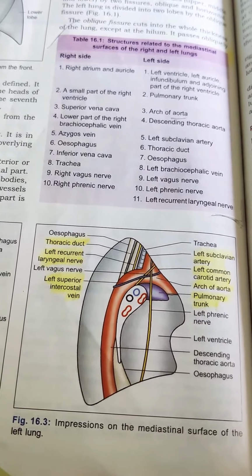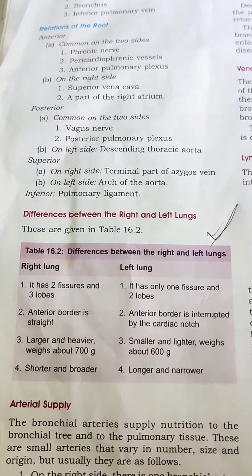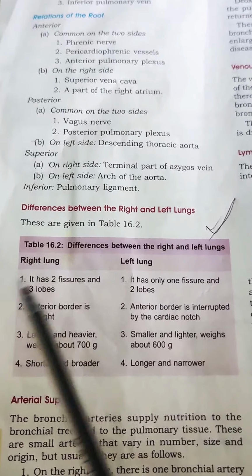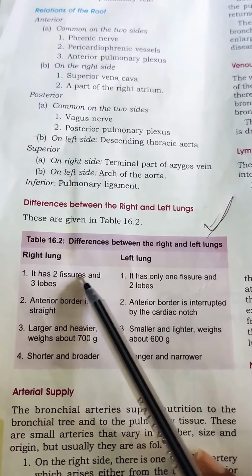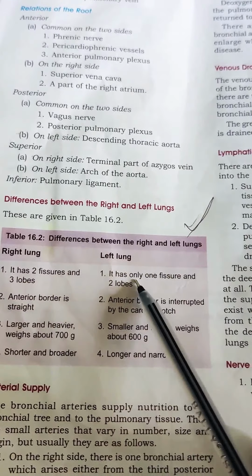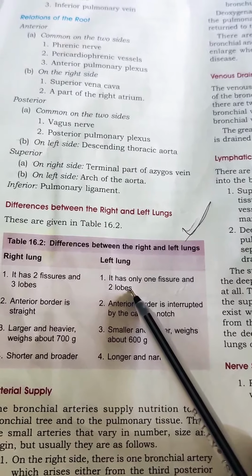Now we will see the arterial supply. But before moving on to the arterial supply, first we need to check the differences between the right lung and left lung. Let us revise once again. The right lung mainly has two fissures, the oblique and horizontal fissures, and they separate the lung into three lobes, whereas the left lung has only one fissure, the oblique fissure, and it divides the lung into two lobes.